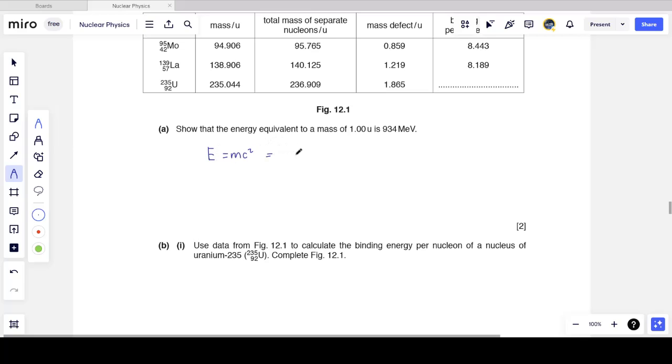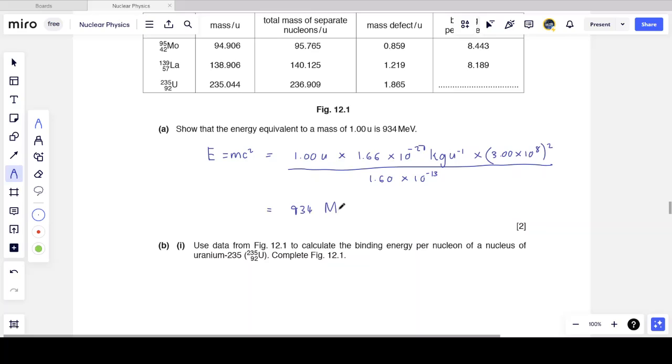So I use Einstein's equation and throw in the value of one atomic mass unit, multiply this by 1.66 times 10 to the minus 27 kgs for every atomic mass unit, multiply this by 3 times 10 to the power 8 all squared, and then I'm going to divide this by 1.6 times 10 to the minus 13 to get my answer from joules to mega electron volts. And guess what? I get this to be 934 mega electron volts.